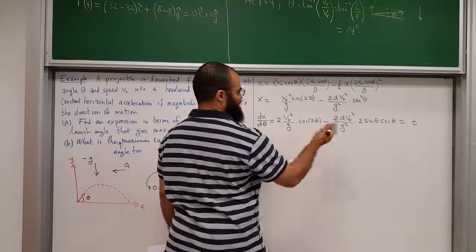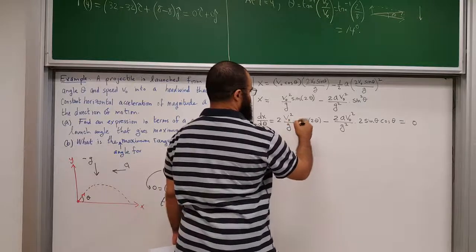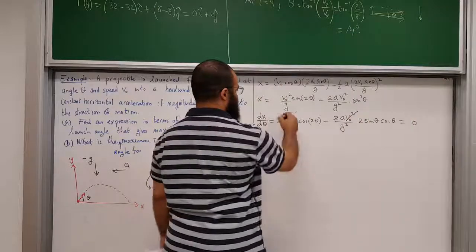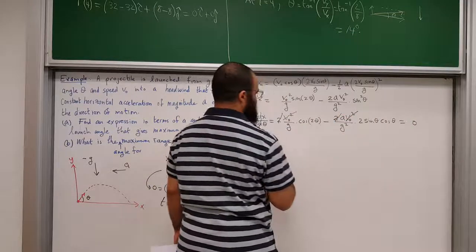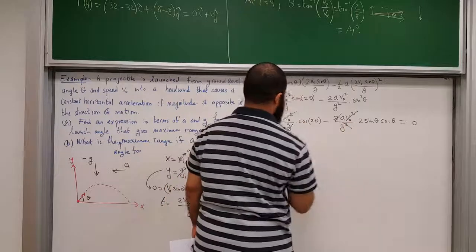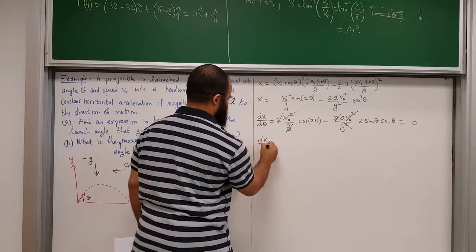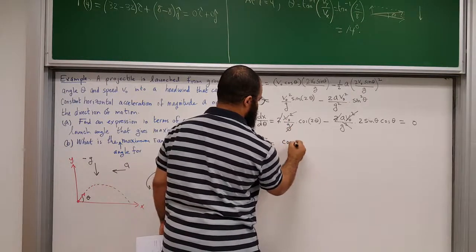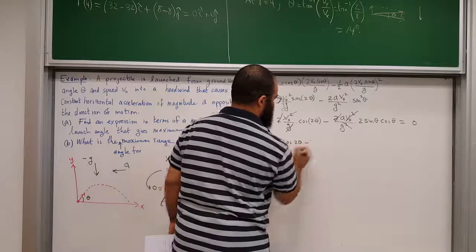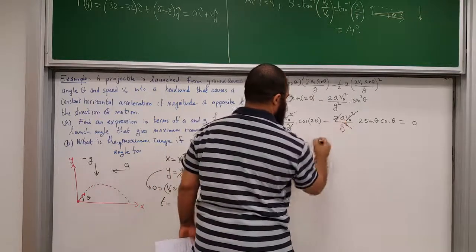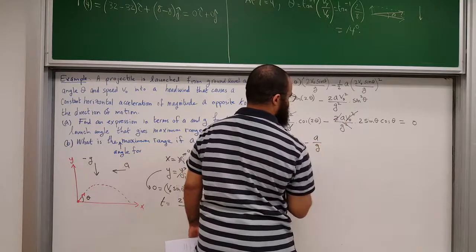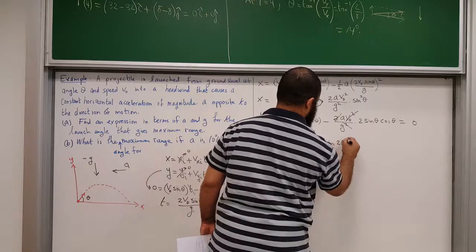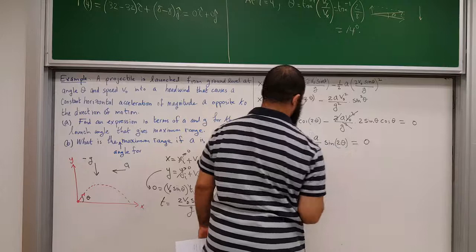Since there is a 0, I'm going to divide both sides by v initial squared, so the v initial goes away. Divide everything by 2, so the 2 goes away. Multiply by g, so this g goes away. And we just have dx d theta is equal to the following. Cosine of 2 theta minus a over g, and then 2 sine theta cosine theta is the sine of 2 theta, equals 0.